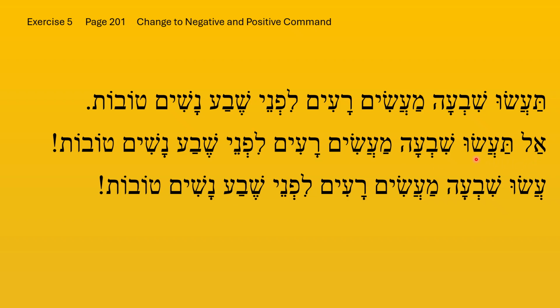Al ta'asu shiva ma'asim ra'im lifnei sheva nashim tovot. So now, which makes more sense in the negative command, do not do 7 good, I'm sorry, do not do 7 evil deeds in front of 7 good women. And in the positive command, asu shiva ma'asim ra'im lifnei sheva nashim tovot. Do 7 evil deeds in front of 7 good women.